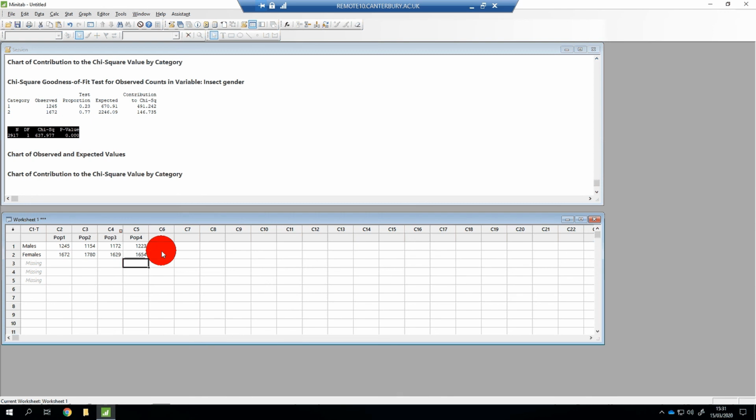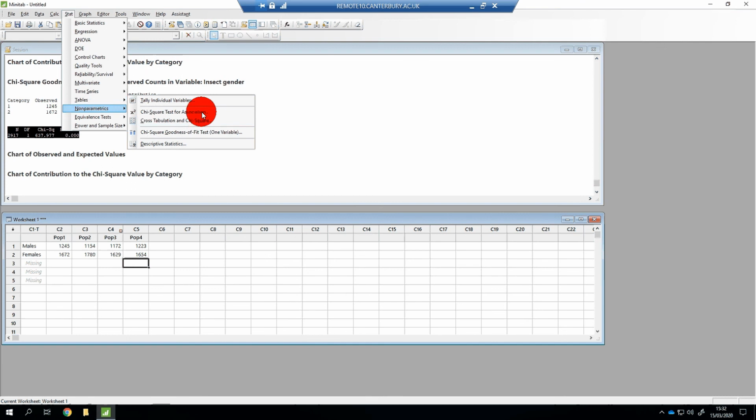For each one, I've got a categorical set of data, whether they're males or females, and I want to find out, is there a difference between these 4 populations in terms of their gender proportions. To do that, I go into my tables menu under stat, tables, and then go into my chi-square test for association. So this is a test which actually allows me to compare different groups, much like I would compare different groups with a t-test or a one-way ANOVA. Okay, I'm comparing different groups in terms of the proportions for the categorical variable. Okay, chi-square test for association.